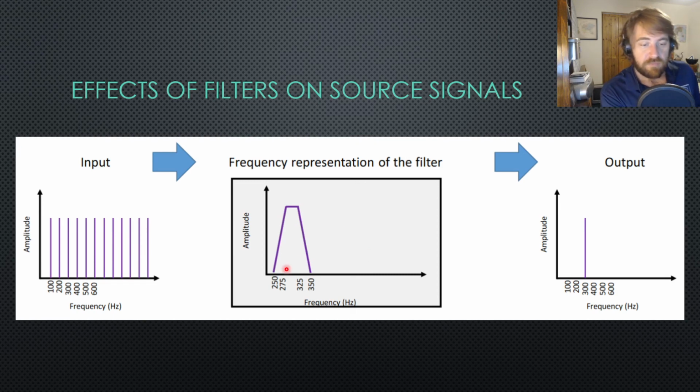Why? Because if you look at the filter, you've got 250 to 350, and 100% is going to pass between 275 and 325. Well, what's between 275 and 325? 300, and nothing else. Nothing else is even between the zero marks on those, so everything else is knocked out. 300 hertz is allowed to pass.